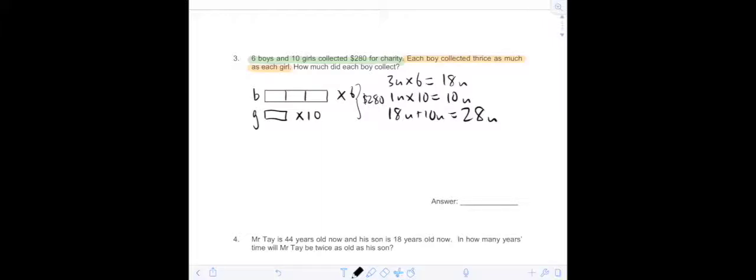Alright, so now let's try to find what's 1 unit. 28 units equals to 280. 1 unit will be equals to 280 divided by 28, which will give you $10. I'm just doing a shortcut. You probably have to think a bit more for the working. Now, do you want to know how much each boy collect? Boy has 3 units. So in 3 units, it will be $10 times 3, which is $30.